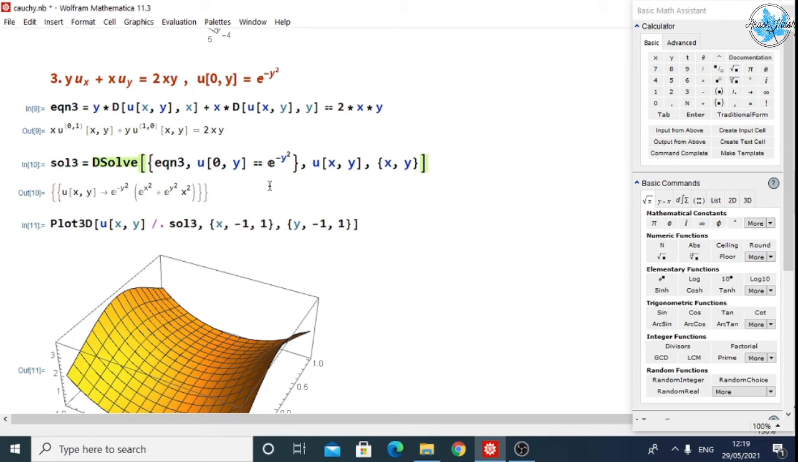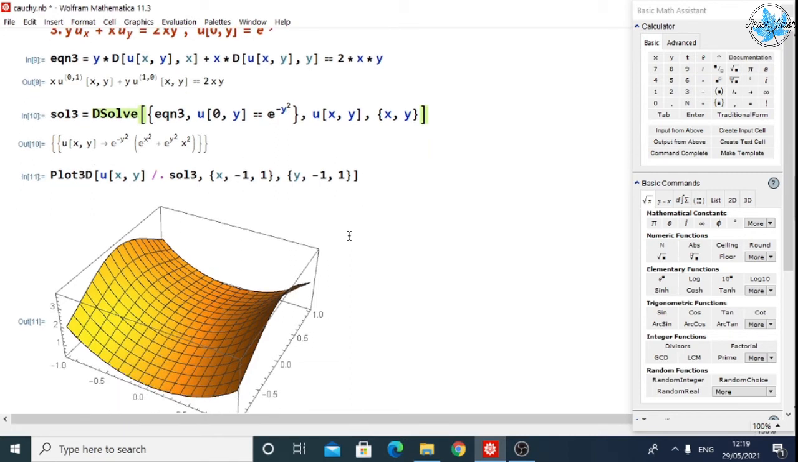Then to plot the graph you will use the Plot3D command, then /. sol3. We use /. here because we have already found the value of u of x comma y in equation 3. So just write the domain that x varies from -1 to 1 and y varies from -1 to 1. So this is the solution. Okay, so you can see how easy it is to use Mathematica.